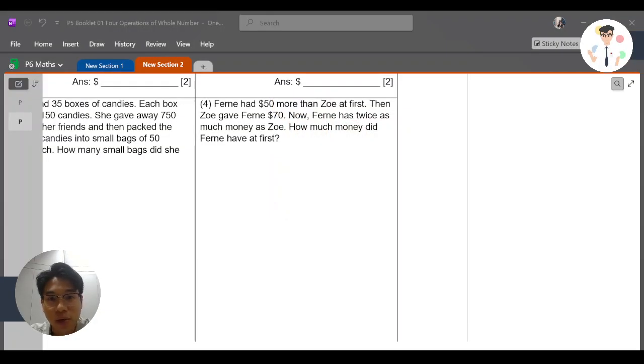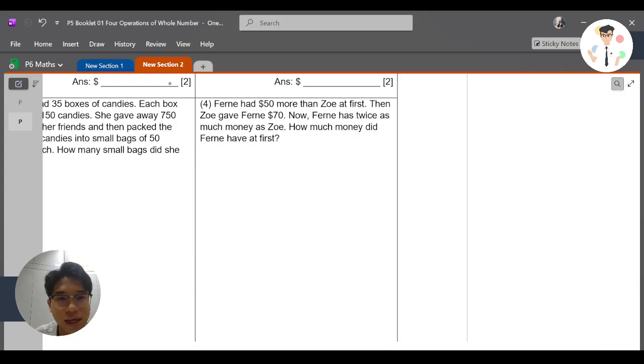Welcome back to Julia class, and now we're looking at question number 4 of this booklet, booklet 1 for operation of whole numbers. Now, please be very mindful that this question is something that is very common in PSLE. Okay, let's look at this question.